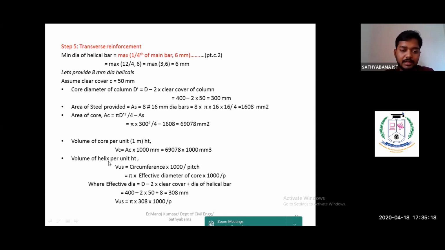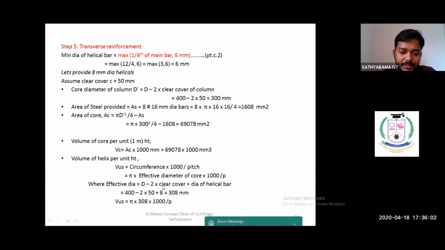Next, volume of helical bars or helix per unit height. Within that 1 meter height, we need to calculate the total volume of that 8 mm dia bar wound within that 1 meter height. So how to calculate the length of the bar? Length of the helical bar is calculated in the form of circumference, and then volume is calculated by circumference into 1000 divided by pitch. So pi d is the circumference. Circumference is nothing but pi multiplied with effective diameter of core into 1000 divided by p.